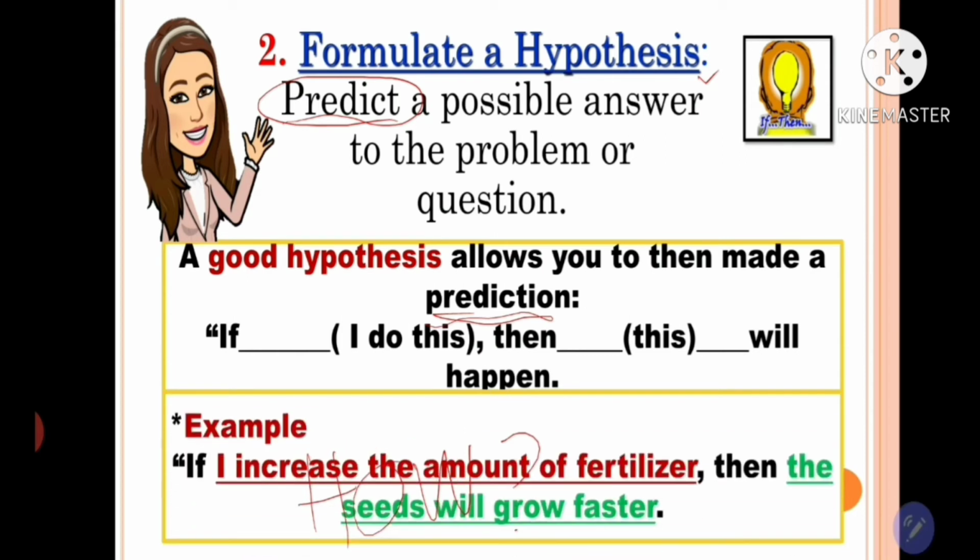Okay, if I increase the amount of fertilizer, then the seed will grow faster. Is it a good hypothesis or a bad hypothesis? Okay, does this statement answer the question how? So let's see. The seed will grow how? How will the seed grow? If you increase the amount of fertilizer. So therefore, this statement is a good hypothesis because it answers the question how. I repeat, a good hypothesis must answer the question how.